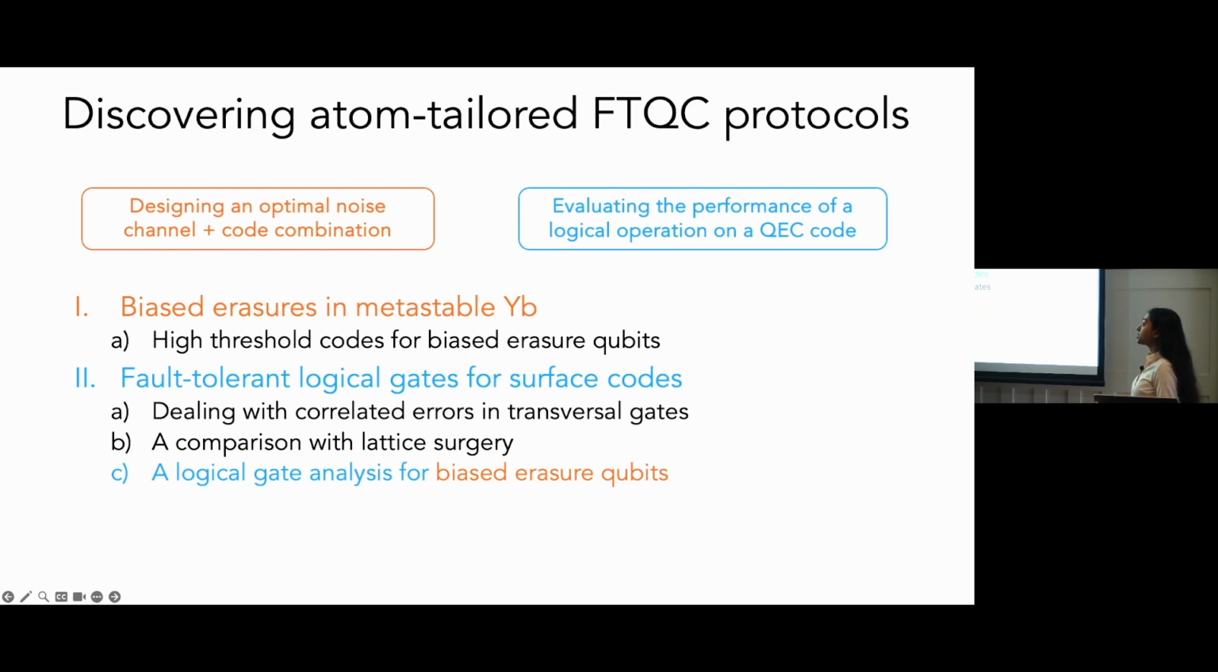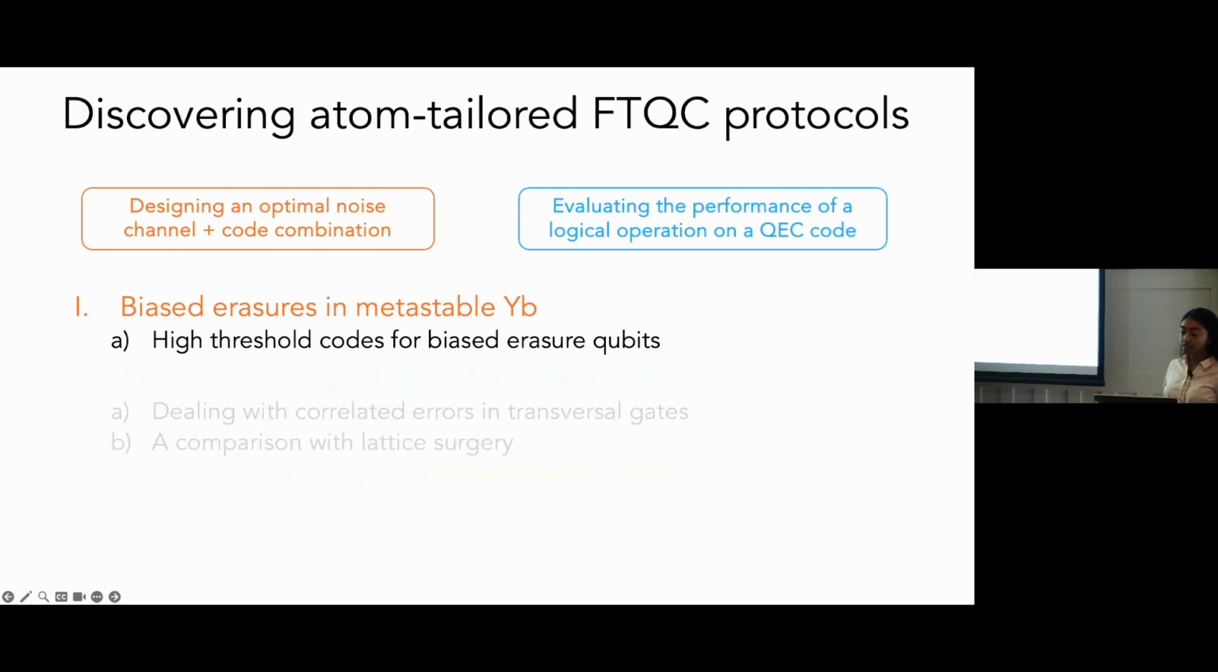I'll address the second question by talking about logical gate strategies for surface codes. Firstly, talking about transversal gates and how we deal with the correlated errors that arise out of these transversal gates. Then performing a lattice comparison. And then finally, tying together the two topics by performing a logical gate analysis for qubits that experience primarily biased erasure errors. So, starting out.